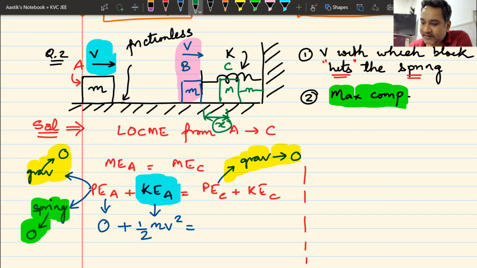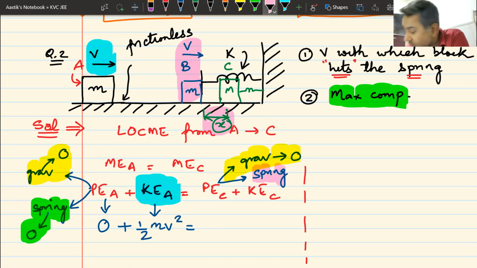Spring has been compressed by an amount x. Everyone can see that it is in pink. So how much will be the spring potential energy? Anyone? Minus half kx squared. Wrong answer.